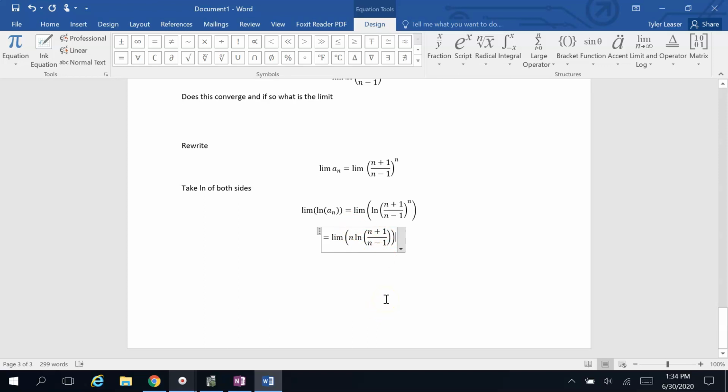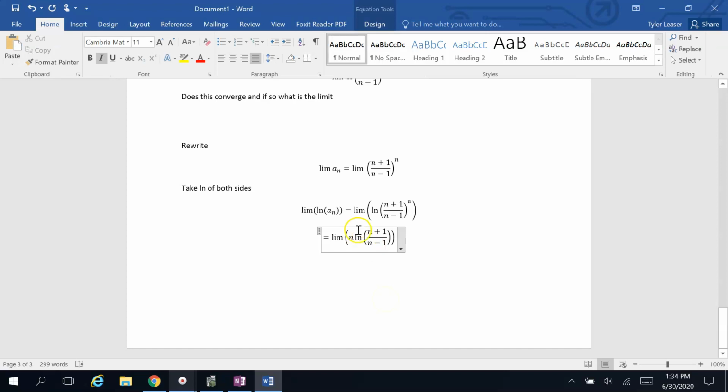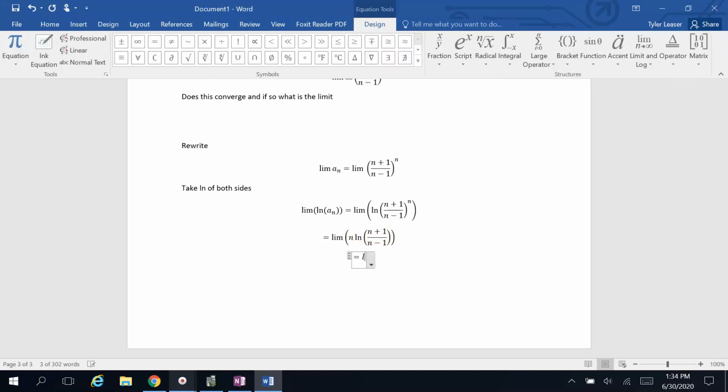So we're going to have to do L'Hopital's rule here because we have infinities and zeros. The problem is that we don't have it written as a ratio yet, so let's just force it to be a ratio by looking at the natural log of n plus 1 over n minus 1 as the numerator, and then 1 over n in the denominator, like that. So we're just moving this into the denominator as 1 over n.